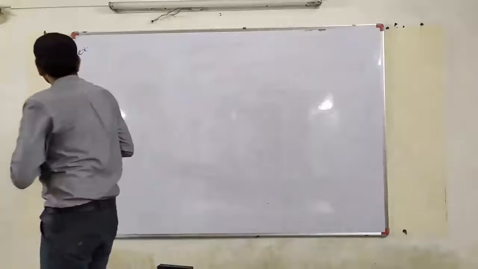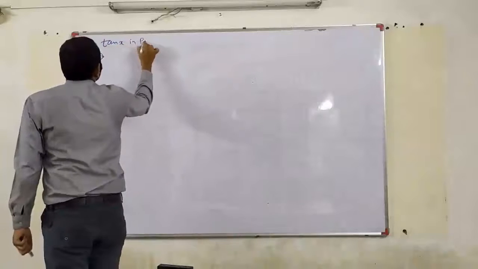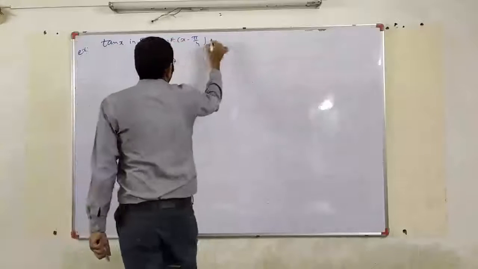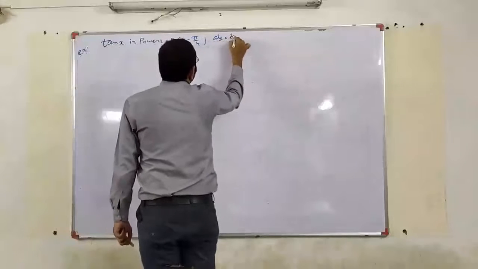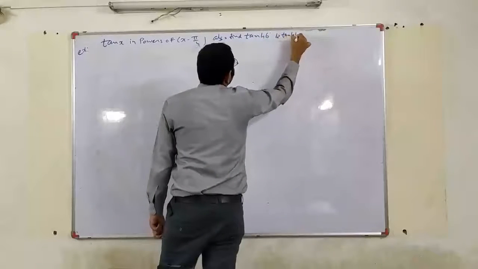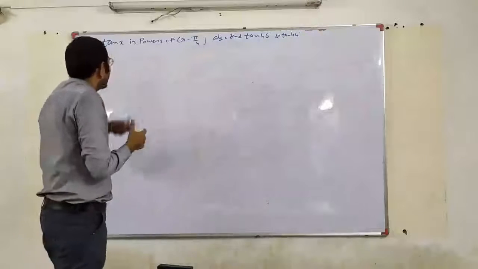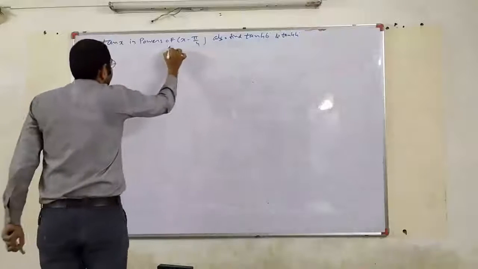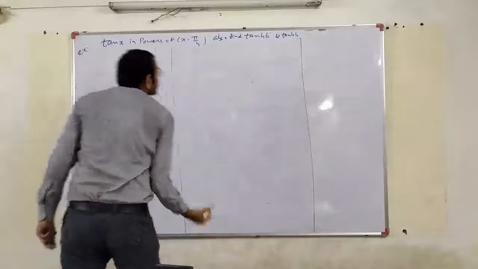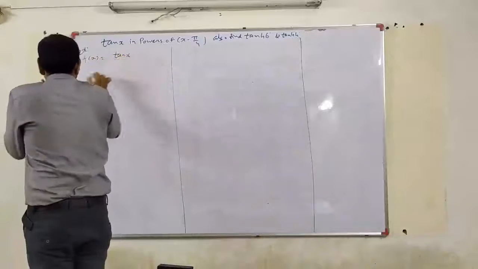Expand the Taylor series of tan x in powers of x minus pi by 4. Also find tan 46 degree and tan 44 degree. First of all, tan x, that is our function. In this example we require much more space, that's why first of all, tan x, that is our function.